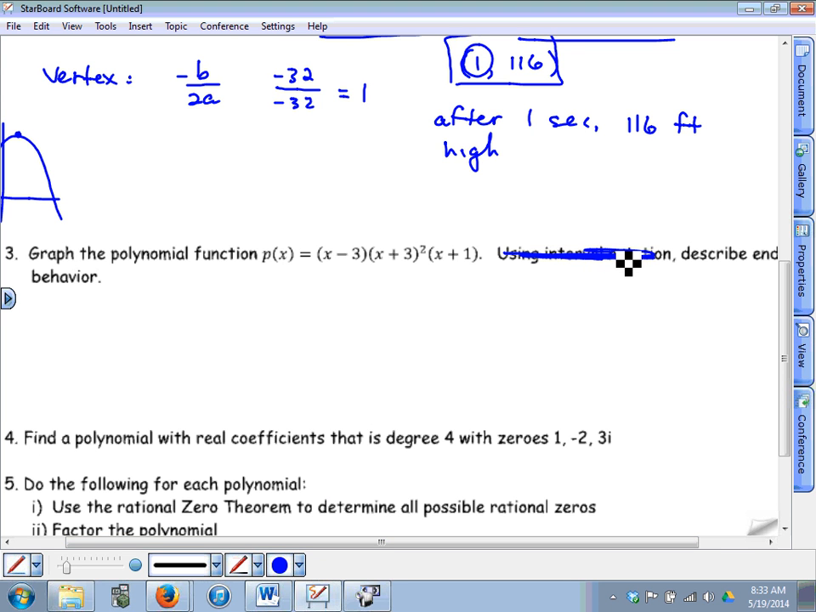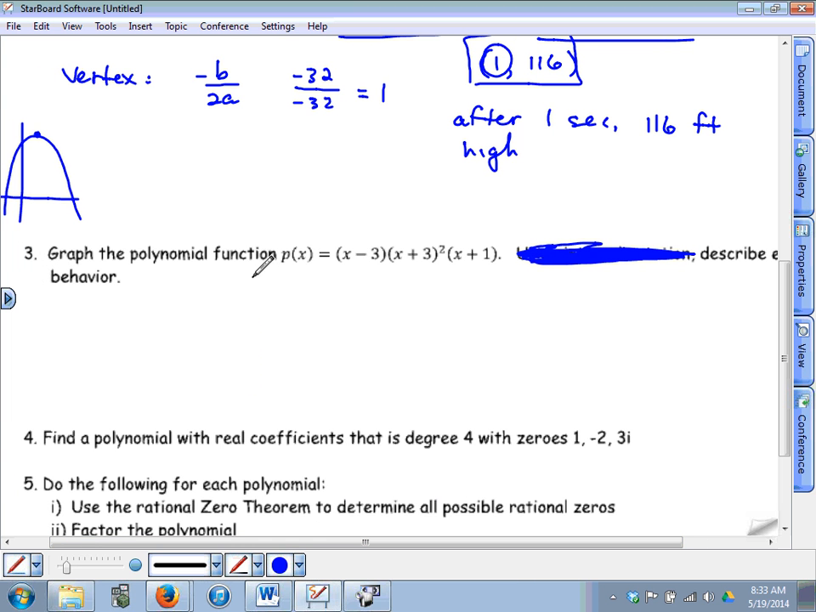Okay, question 3. Again, this didn't need to be there. You don't describe end behavior with interval notation. So anyway, the factors give you zeros. The multiplicity of the factors tell you whether it crosses or bounces. So we have a 0 at 3. We have a 0 at negative 3. We have another 0 at negative 1.